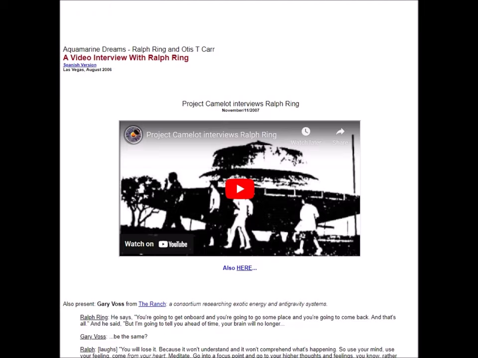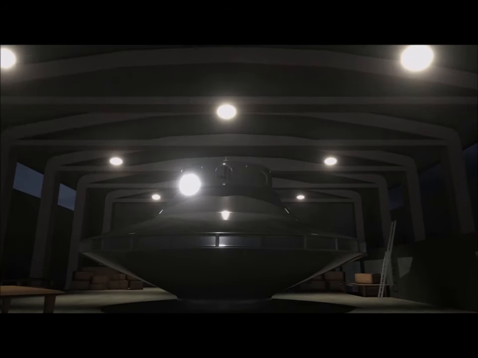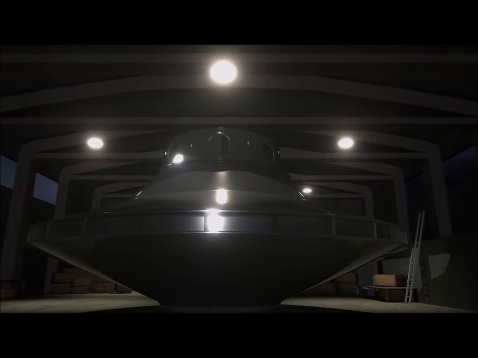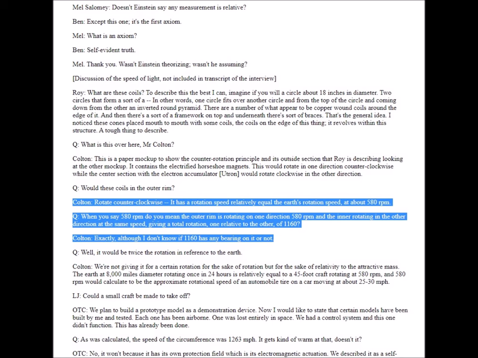But Ring, in a discussion with a group called Project Camelot, said that the function of the utrons was not only to generate electrical power, but also vibrational power. The full-sized craft was said to have revolved at 580 revolutions per minute, which equates to just under 10 revolutions per second. With 12 utrons, this should equate to about 120 vibration cycles per second, or 120 hertz.